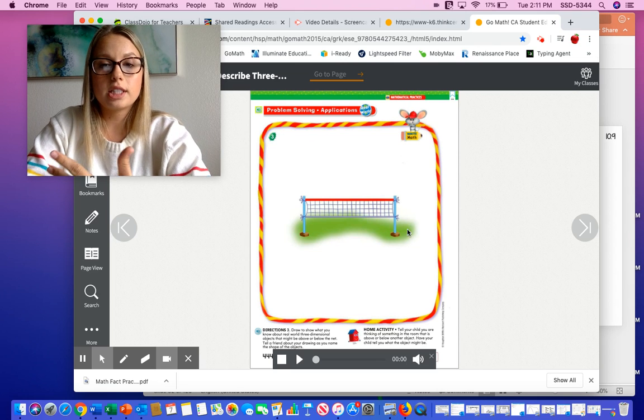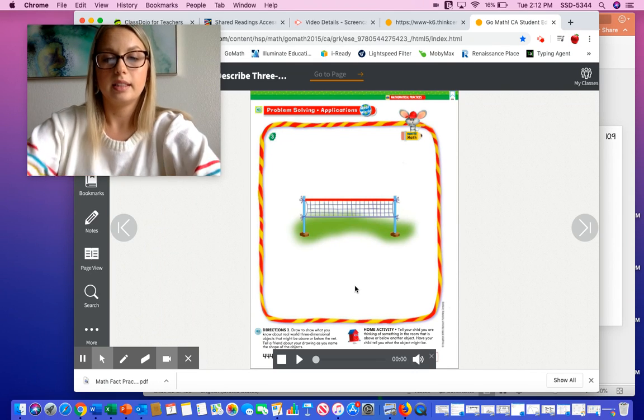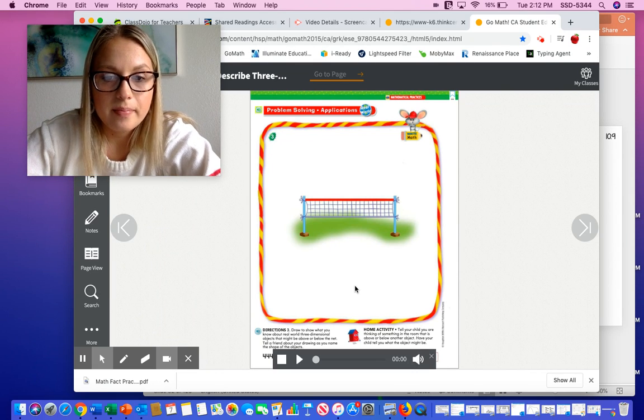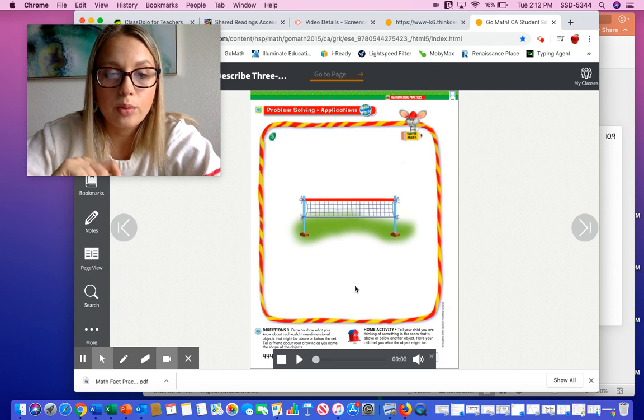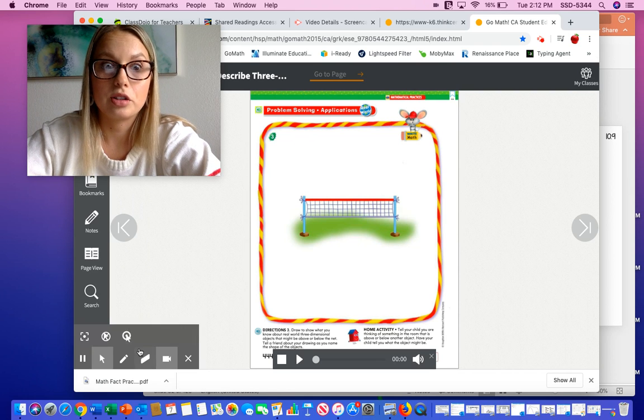Before I read the directions, let's just take a look at the illustration. We see a net, right? Kind of like on the last page, being held up by 2 poles on the grass. And I see that there's lots of space up here and lots of space down here. So I predict that we're probably going to draw something. Okay, directions say, draw to show what you know about real-world 3-dimensional objects that might be above or below the net. Ooh, lots of directions, right?